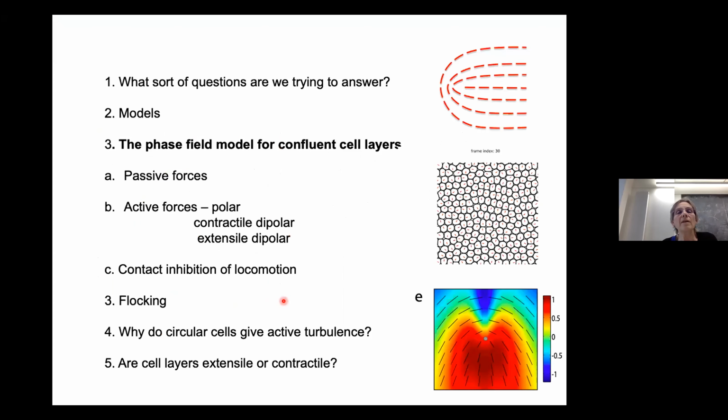So let me move on now to what I'm going to mainly talk about, and that's using a phase field model to model confluent cell layers. The way I'm going to do it is to talk about the various forces that one might put in, starting with the passive forces, and up to here, it could be a load of bubbles, really. And then the various active forces. I'm going to first of all think about polar active forces, and then I'll talk about dipolar active forces.